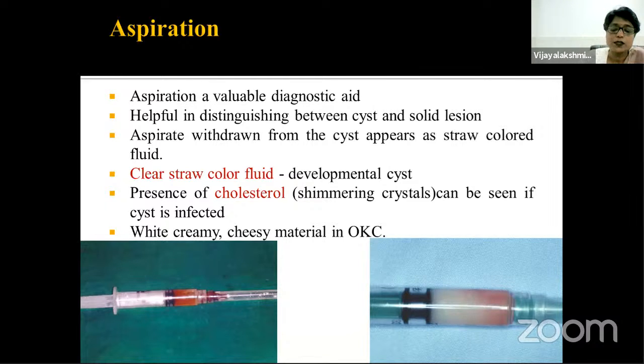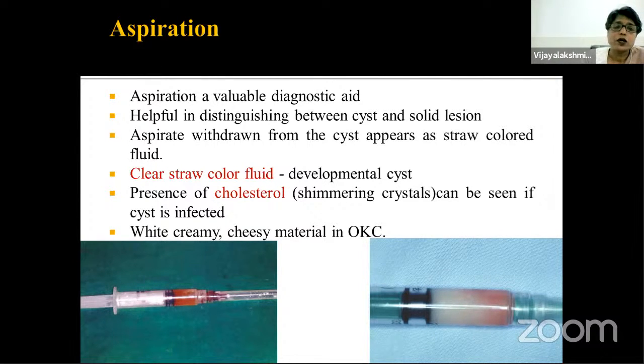There is cyst which is filled with cystic fluid, and aspiration of that fluid is also a valuable diagnostic aid in zeroing in on the diagnosis. Whenever cystic aspirate is withdrawn, if we find a clear straw-colored fluid, it generally indicates a cyst of developmental origin. If it is inflammatory in nature, it becomes slightly yellowish in color.